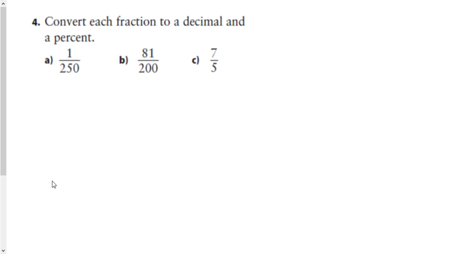All right, this is section 4.2 in our Math Links textbook, grade 8. We're working on conversion of fractions to decimals to percents. We started at question 4 in the book where it says convert each fraction to a decimal and a percent. So for the first one, A, we have 1/250th.